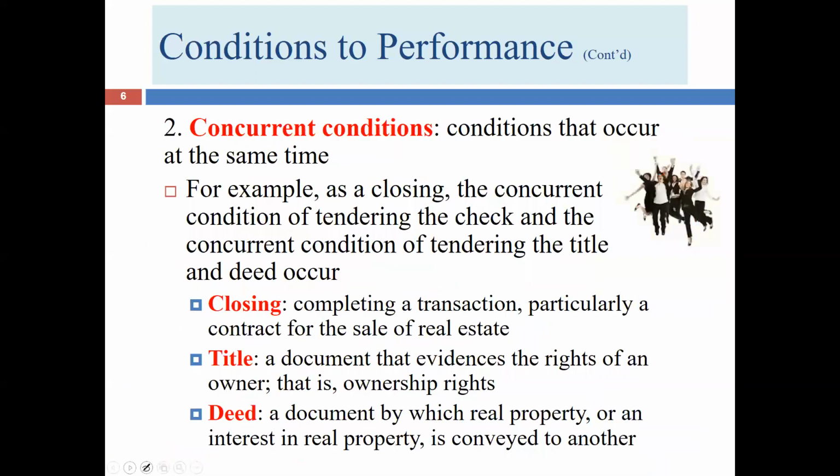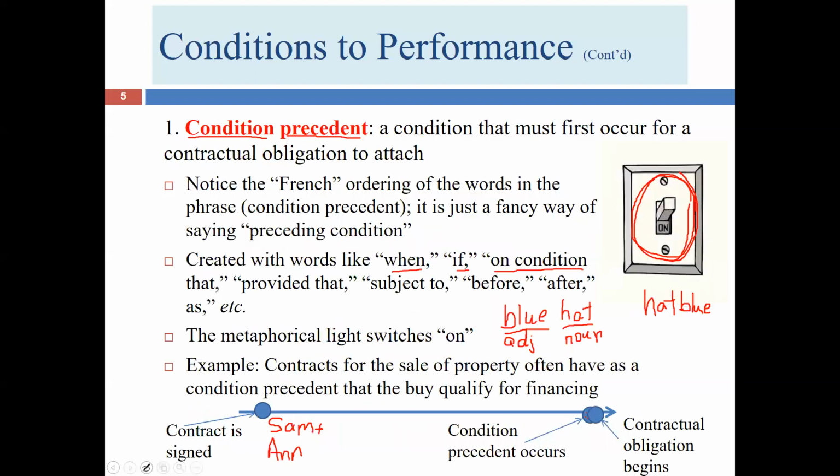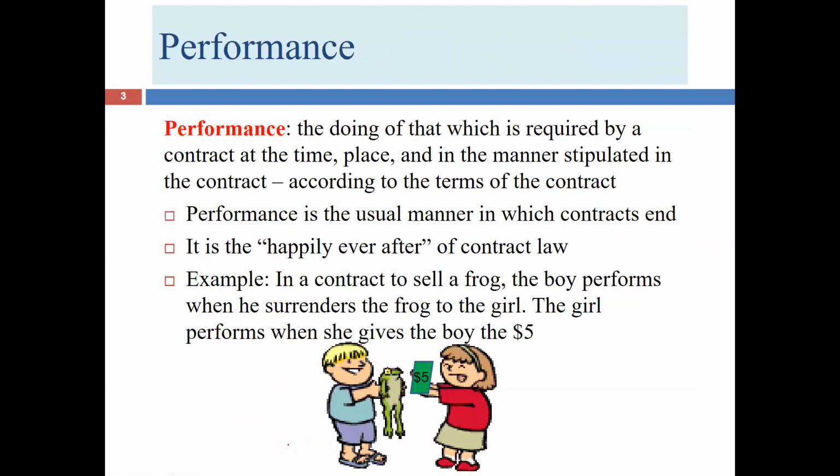So let's go on and talk about concurrent conditions. This one's super easy, and in fact, this is what really all contracts are. While technically they are concurrent conditions, in a way it's kind of a silly way of looking at it, because it's when both parties have to do something at the same time. So going back to Bobby and Sally, Bobby's not going to give Sally the frog unless Sally's going to give Bobby the $5. And Sally's not going to give Bobby the $5 unless Bobby gives her the frog. So they're going to have to happen at the same time.